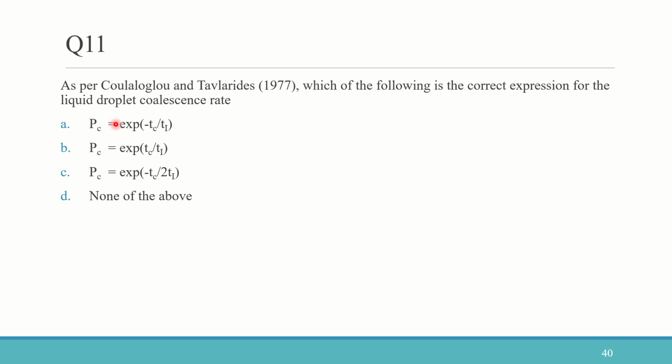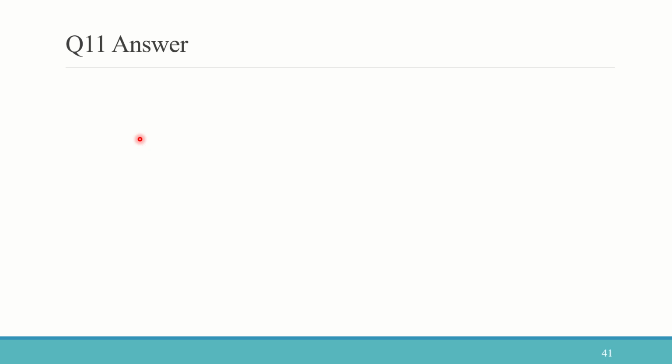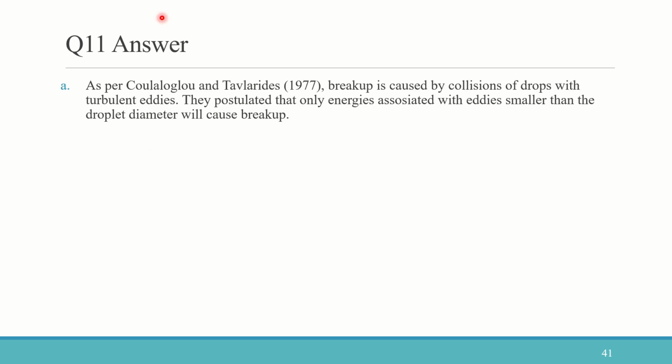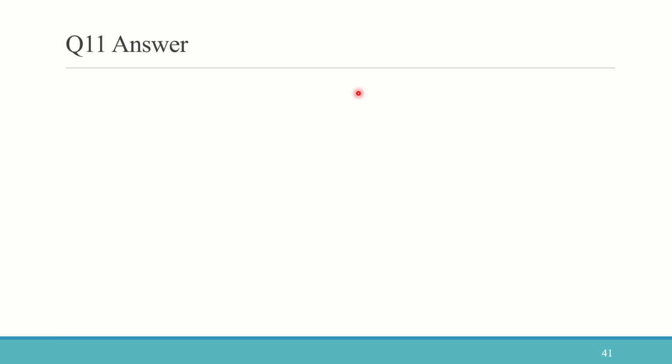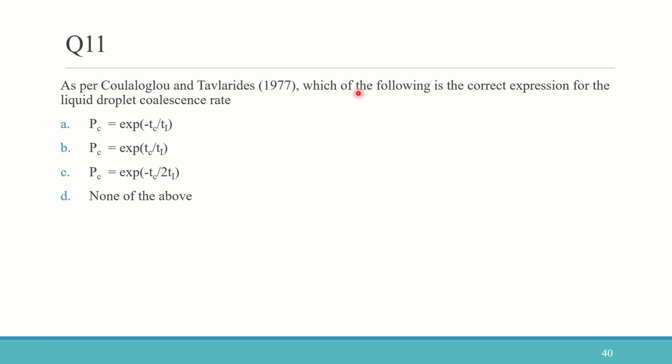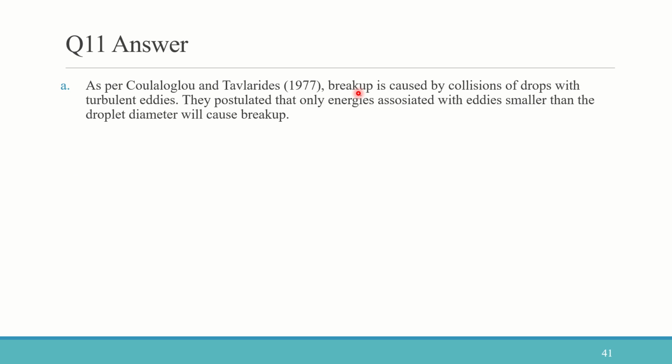This question we have also discussed in the last class itself. Pc is the coalescence probability, Tc is the coalescence time, and Ti is the interaction time. So Pc equal to exponential of minus Tc by Ti is the right answer. Option A is the right answer. As per Quilaglo and Tavlerites 1977, breakup is caused by collisions of drops with turbulent eddies.